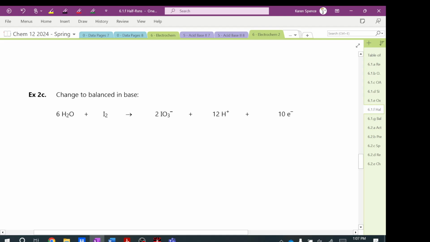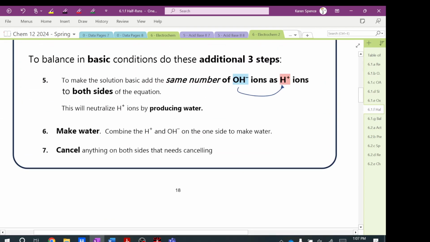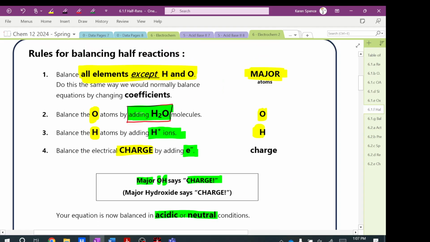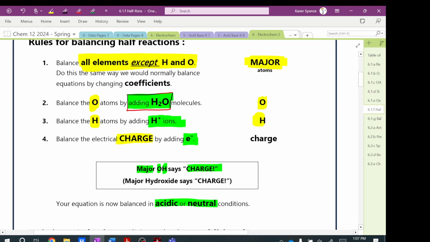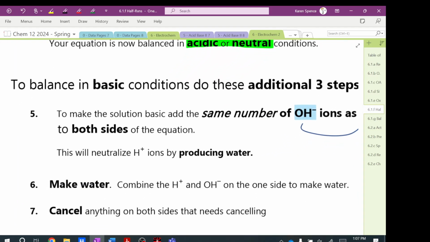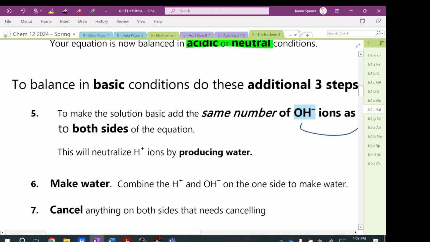Now we're going to change it to balanced in base. So let's go back and read the rules for changing it into base. Before you balance in base, you must balance in acid. So we just do acid and then we make a few changes at the end. So steps 1, 2, 3, 4, keep it all the same. And now to make it basic, you do these additional 3 steps.